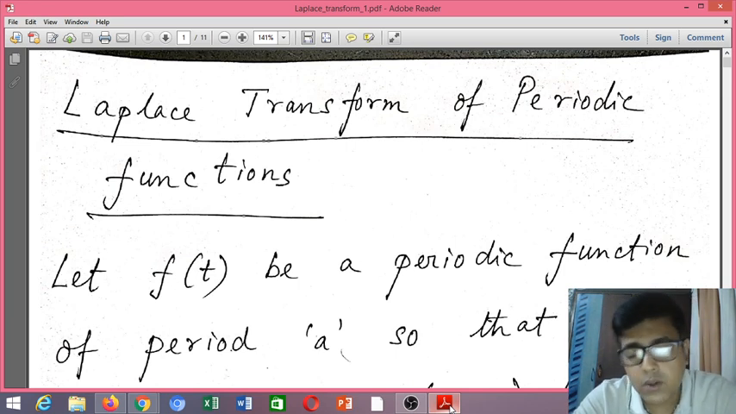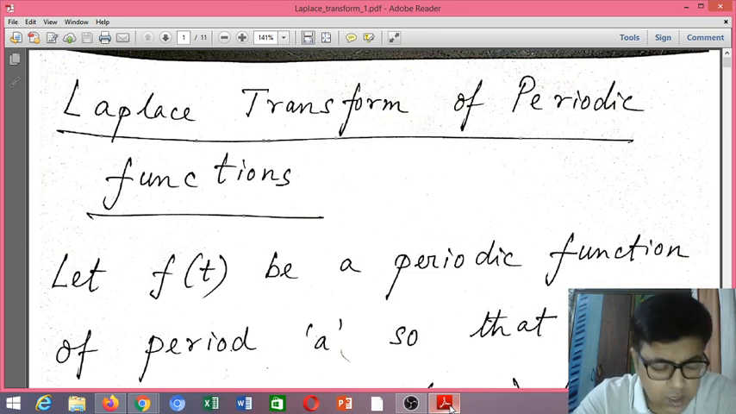Before I go into how to find the LT of a periodic function, you must know what a periodic function is, because unless you are clear about that, there's no point in progressing further. So what is a periodic function? I think most of you know, because you have done physics and maths at +2 level, and this is a very elementary thing. I'll define what a periodic function is.